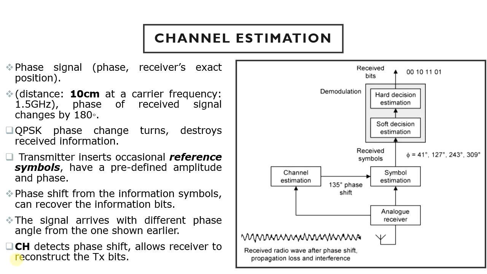The resulting receiver architecture is shown in this figure. The incoming signal arrives with a different phase angle from the one shown earlier. However, the channel estimator detects this phase shift, which allows the receiver to reconstruct the transmitted bits in the same way as before. The phase shift does not change much from one symbol to the next, so the reference symbols only need to take up a small part of the transmitted data stream. The resulting overhead in LTE is about 10%.